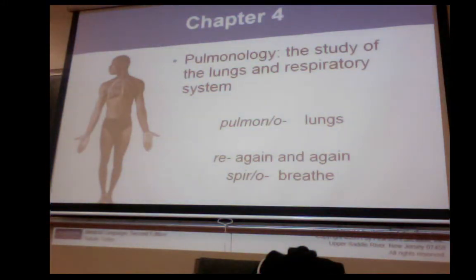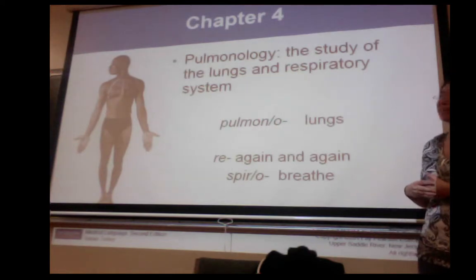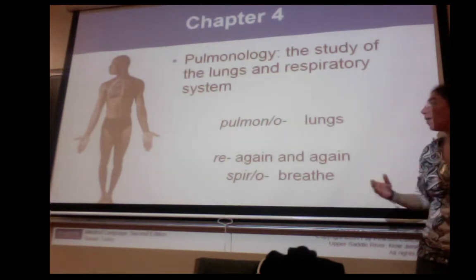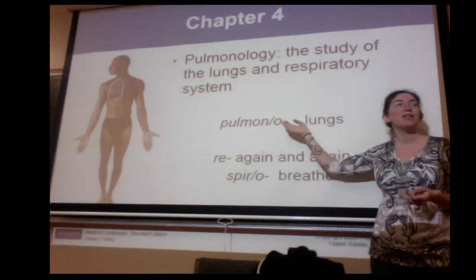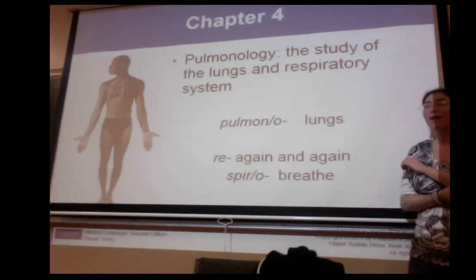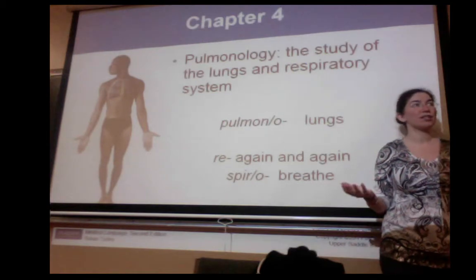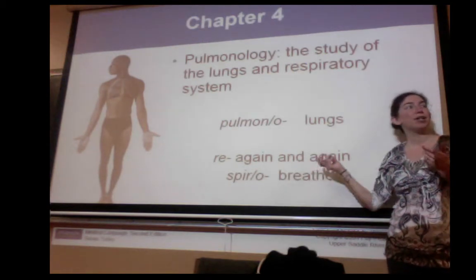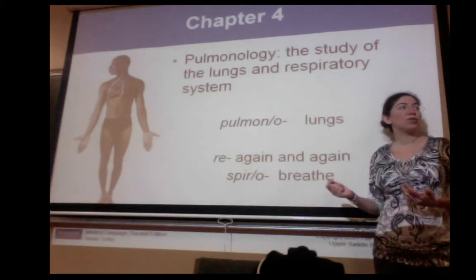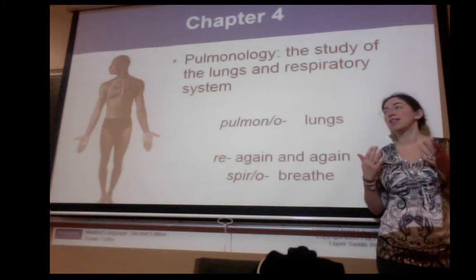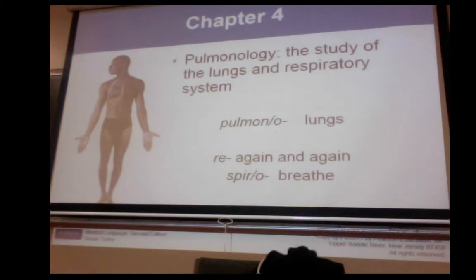Okay, so Chapter 4, Pulmonology, the study of the respiratory system. So pulmono is a combining form, you should know. I think it was in Chapter 1 or 2 anyway. So it means lungs. And respiratory is actually, I think a lot of people think of it as more of an English word that's in use, but it's a medical term that comes from Greek and Latin roots. Re means again and again, and spiro means to breathe. So respiration literally means to breathe again and again, which is what you do when you respire. You breathe in, breathe out, over and over again.